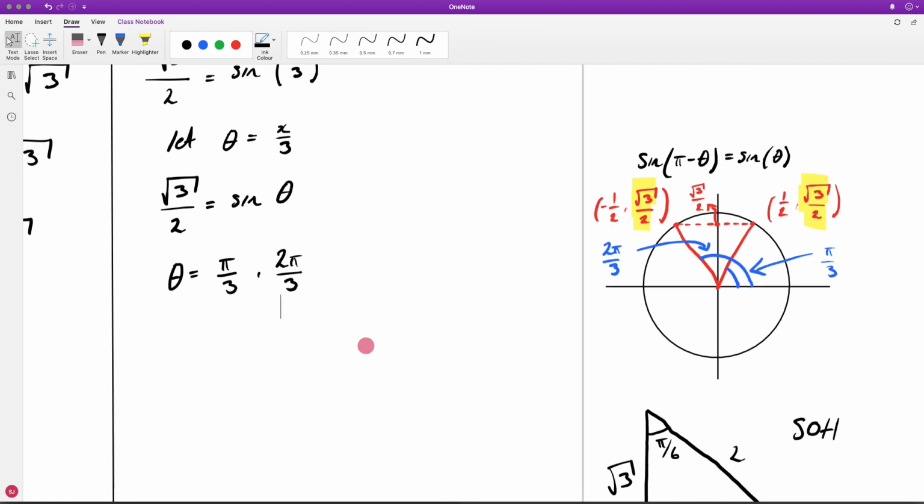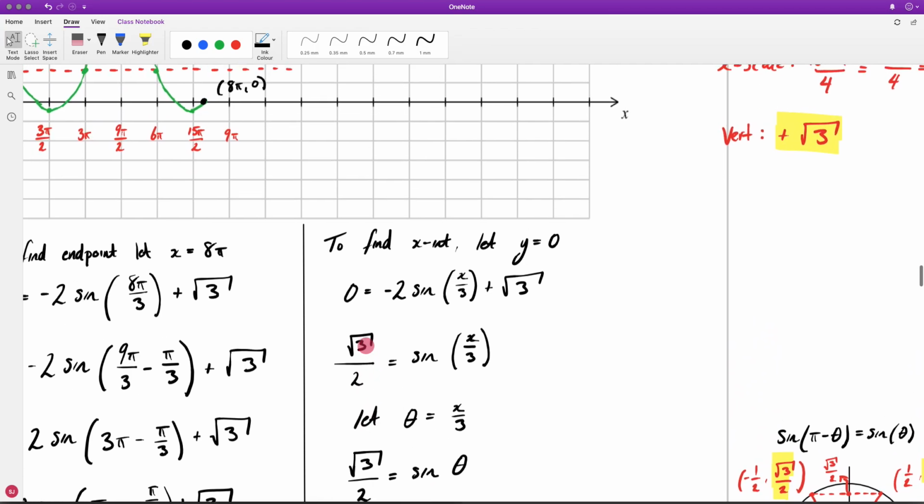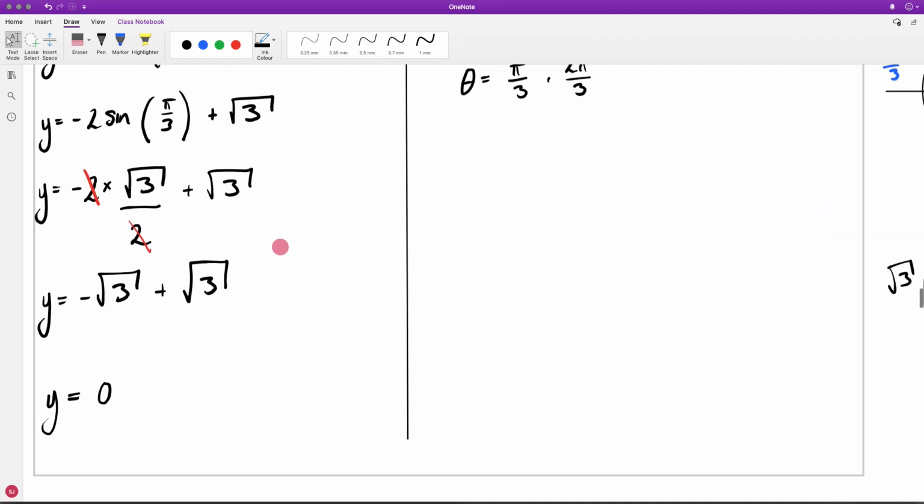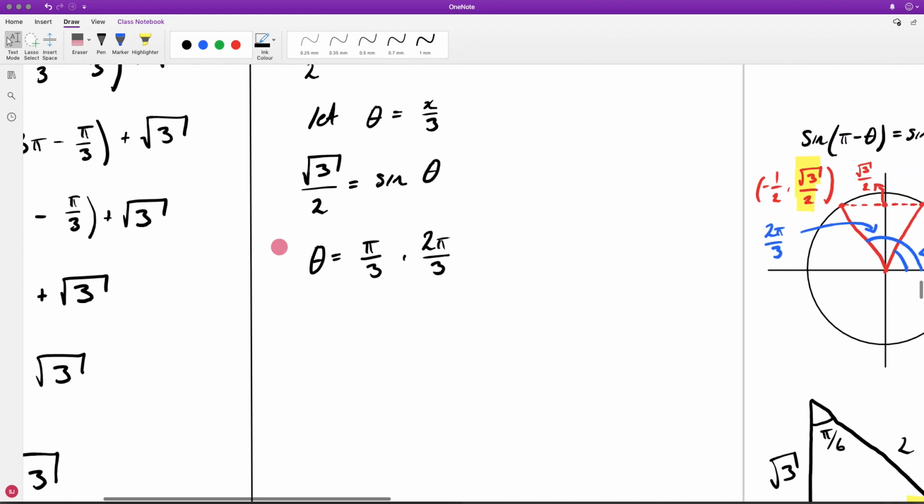But how many solutions am I going to have? Well, if I come up here and I look, I can count how many x-intercepts I have. I'm going to have 1, 2, 3, 4. I'm going to have 4, which means I'm going to have 4 solutions. So let me find more.